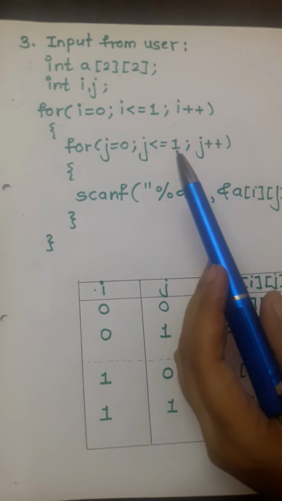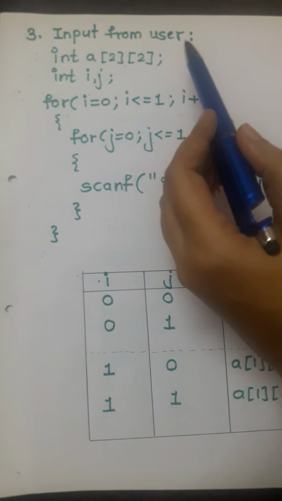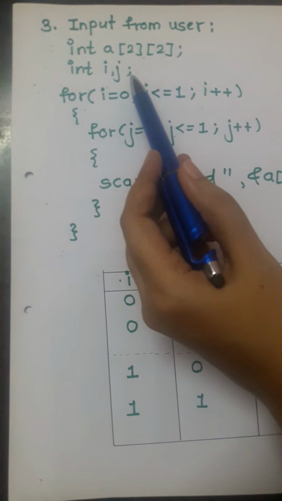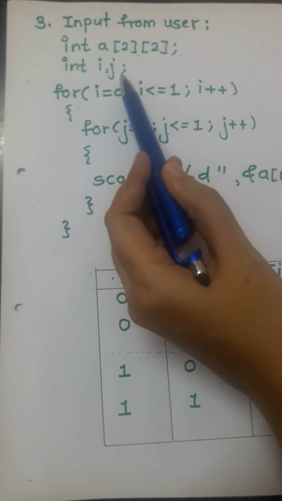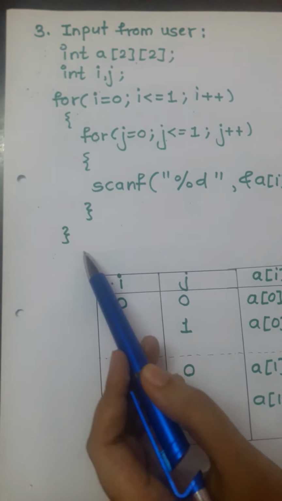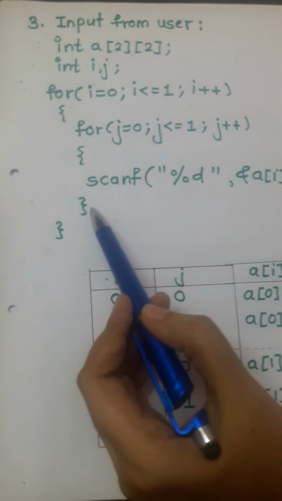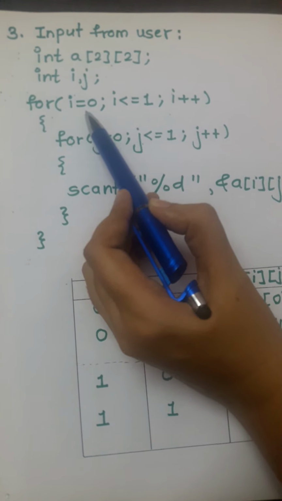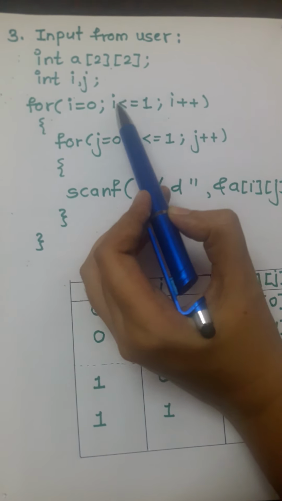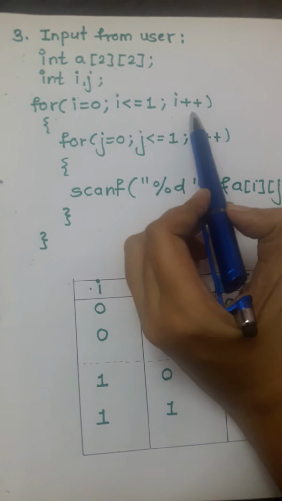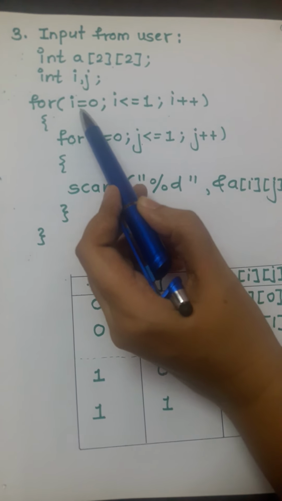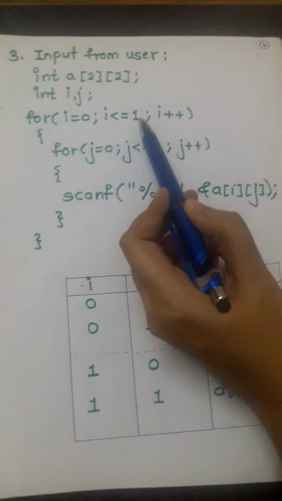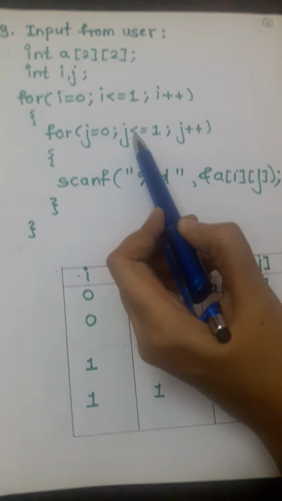How we can take value from the user, that is the input from user, through scanf. So I have declared one array a of 2 by 2, and i, j. These are loop variables. i is for row, j is for column. This outer loop is for row, this inner loop is for column. As there are 2 rows, i will start from 0 and it will stop at 1. When we have to move from 0 to 1, obviously we have to increment. So initially the value of i is 0, 0 is less than or equal to 1, condition is true. Whenever condition is true, we will enter this block.